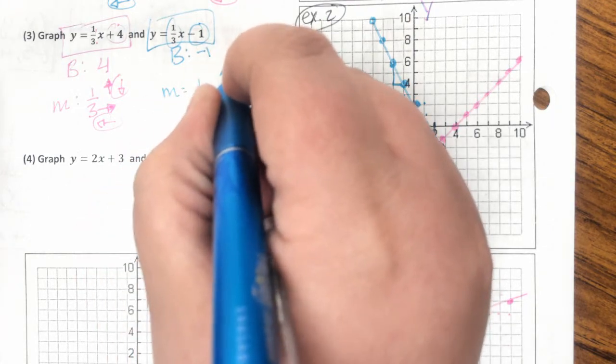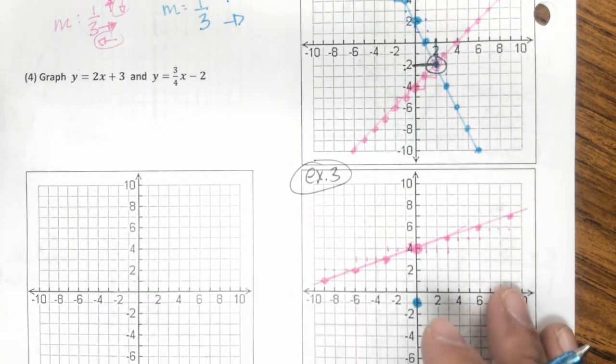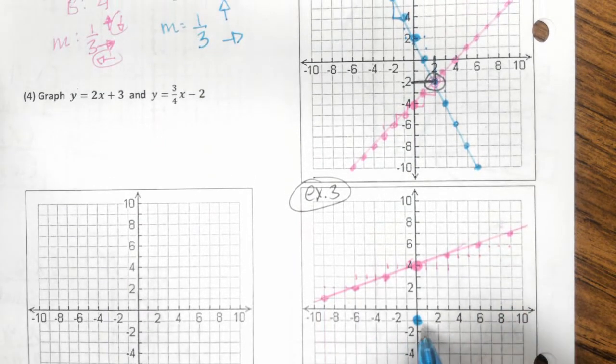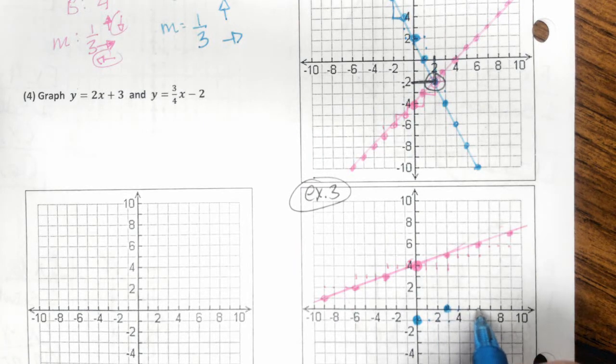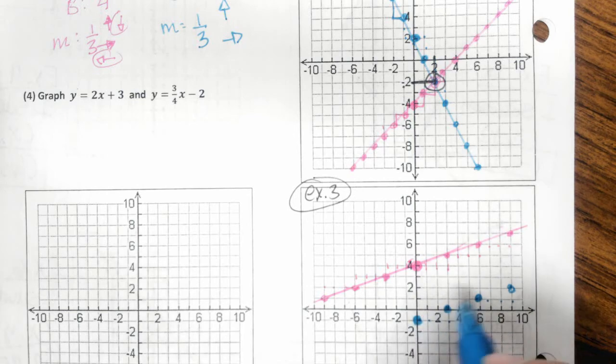Because this is positive, we're going up. So from that ordered pair, we're going right 3 times and up once. From this beginning point, we go right 3 times and up once. Right 3 times and up once. From that new point, we go right 3 times and up once until you run out of room.